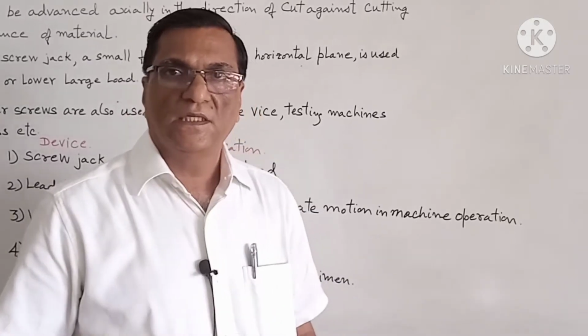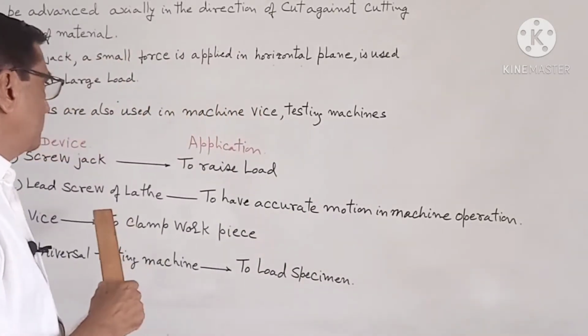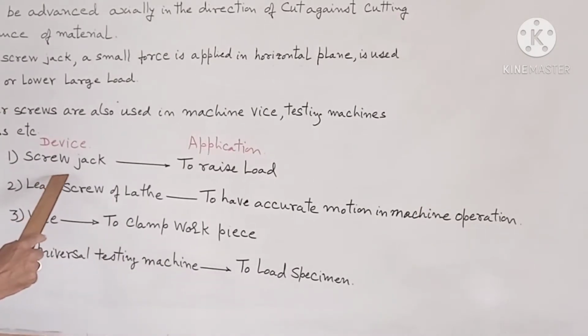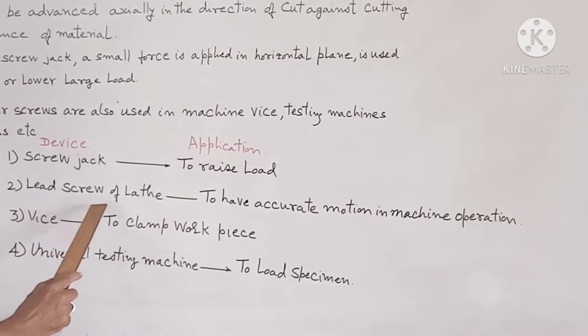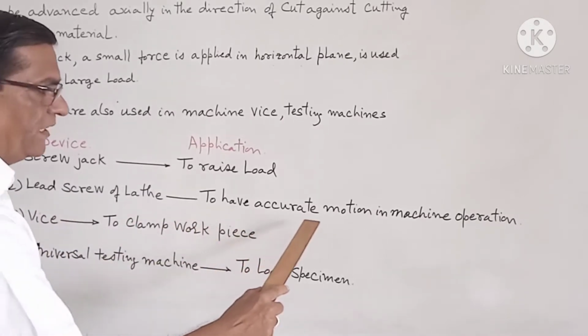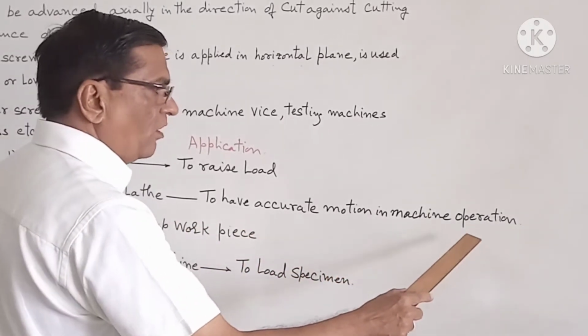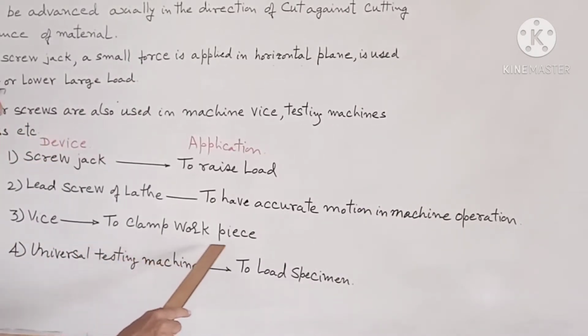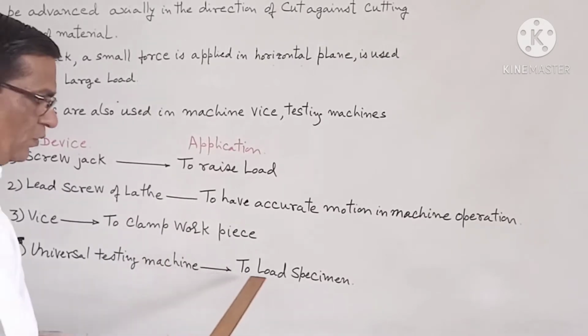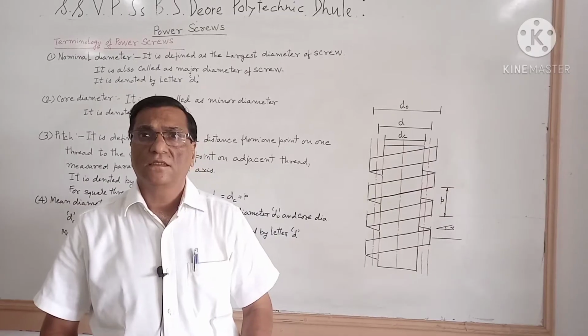Now we will see different devices where power screws are used. First is the screw jack, to raise a load. Second, the lead screw of a lathe, to have accurate motion in machine operation. Third, the vice, to clamp a workpiece. Fourth, the universal testing machine, to load a specimen.